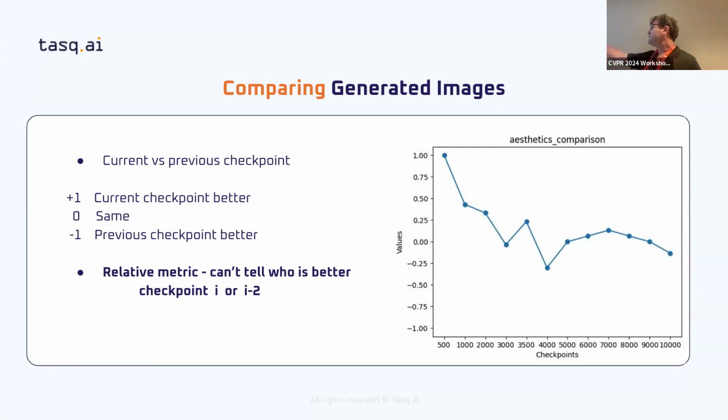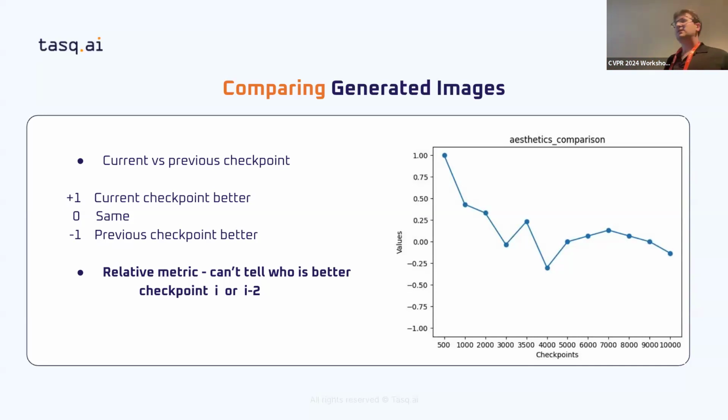So the first one, 500, is just initialization. It's not a real value. And we can see that checkpoint 1000 is better than 500 in almost 50% of the cases. And then in 2000, it's better than 1000 in about 30% of the cases. And then it drops a bit below 0.